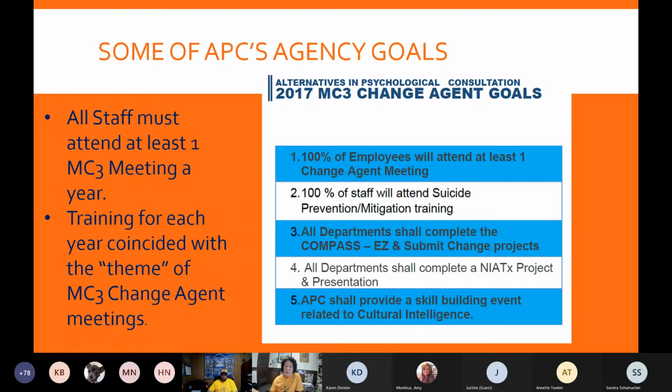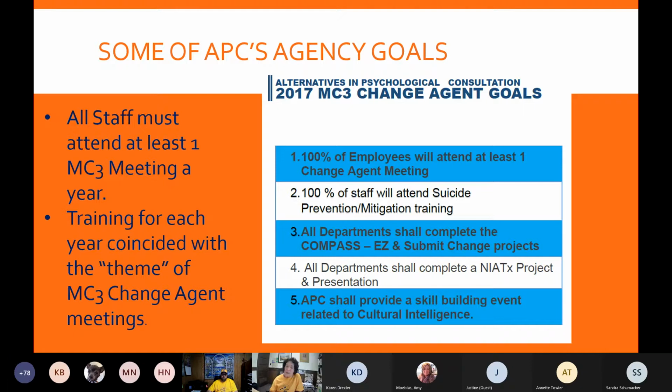So I'll share with you some of our 2017 agency goals. We did make some actual policy changes within the organization. We set a standard for 100% of our employees attending at least one change agent meeting. This is part of our continuing education. This is part of our onboarding. I'm hoping that maybe some of our new employees are here today.